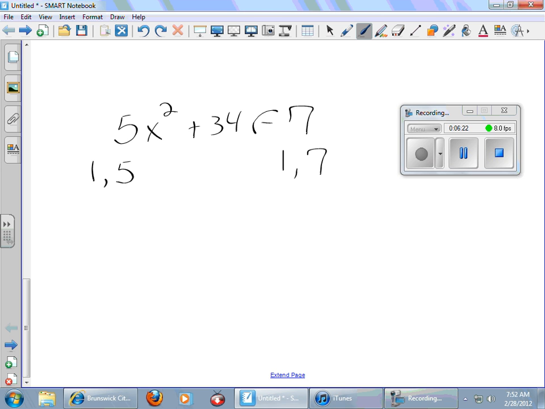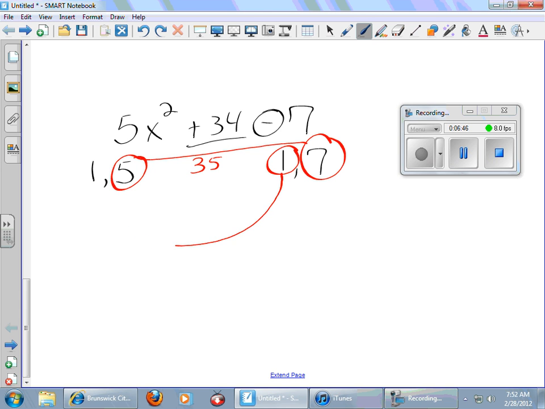I do know this negative means I'm going to have 1 positive, 1 negative. Positive and a negative, in the sense, will be subtracting. So after I've done my multiplication, I'm going to subtract to get positive 34. Well, I know that 5 times 7 is 35. I also know that 1 times 1 is 1. And 35 minus 1 equals positive 34.